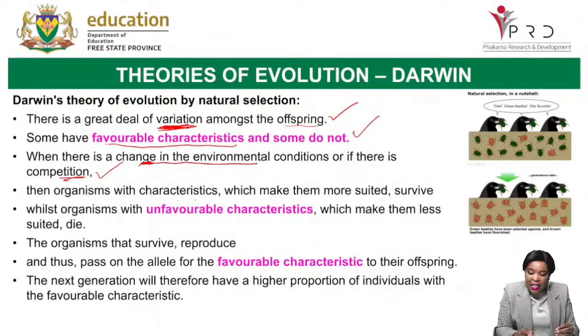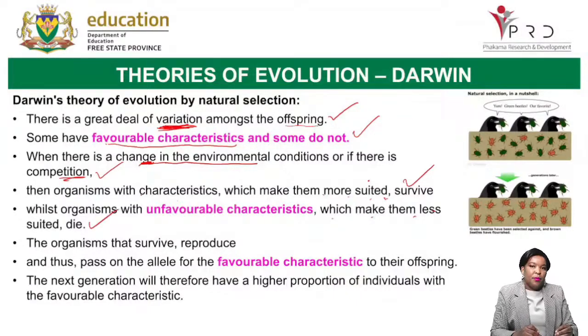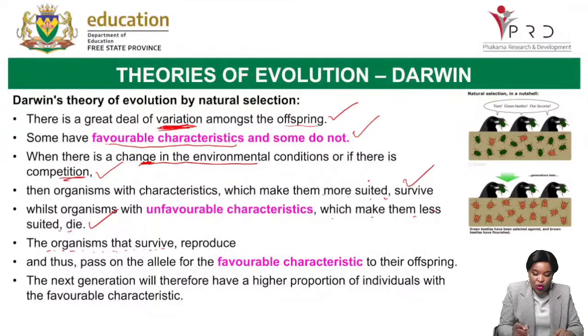The organisms with characteristics which make them more suited will survive. And those organisms with unfavorable characteristics which make them less suited will die. So you see, you've already received 2 marks for just saying that. And then what's going to happen? Can you continue to talk about the ones that are dead? No. You continue your statement with the ones that survived. You say the ones that survived will reproduce. You get a mark.